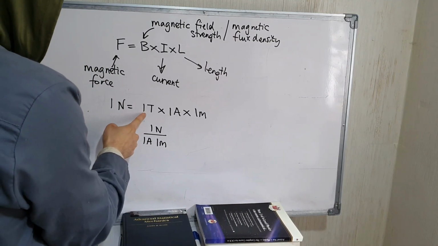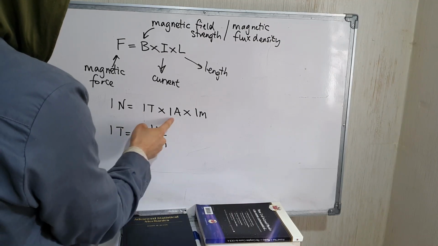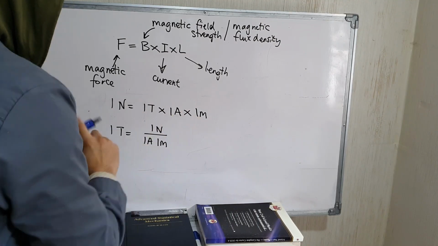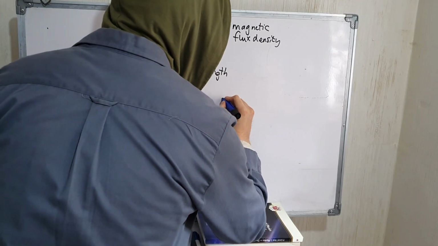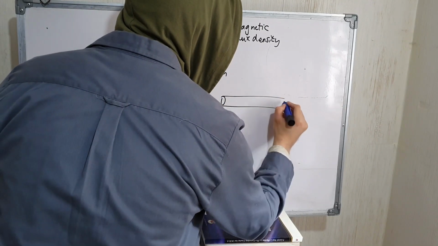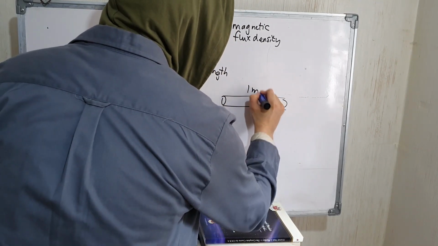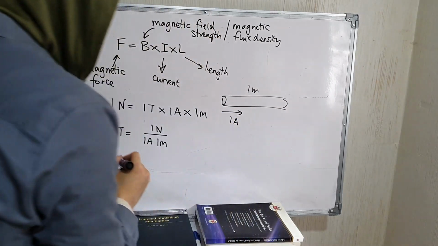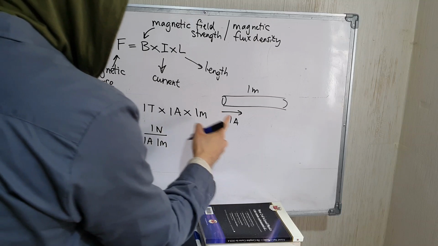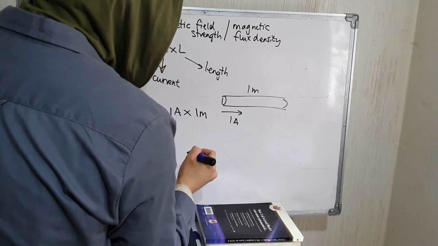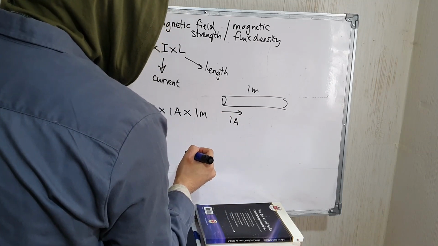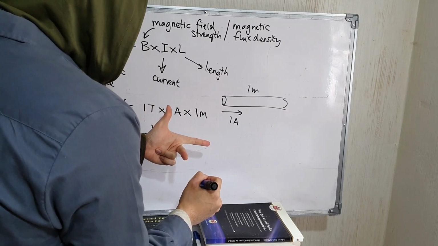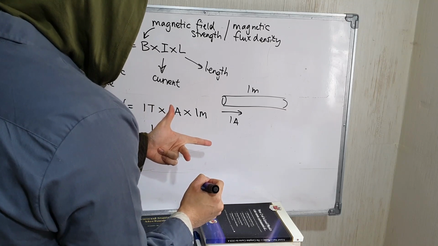So if you have a field strength of 1 Tesla and the current is 1 amp of 1 meter, let's just draw a diagram. So if this length of wire is 1 meter and the current is 1 amp, the field strength is 1 Tesla. Now it has to be perpendicular for it to work.